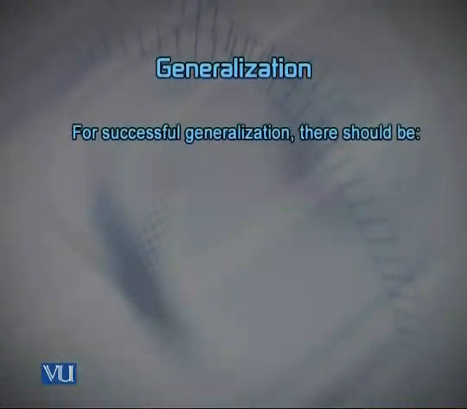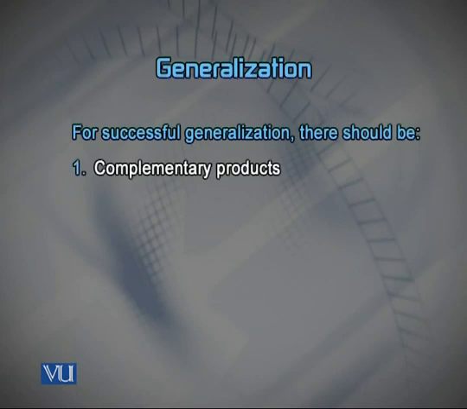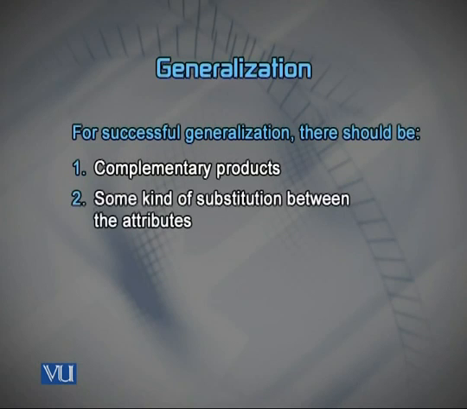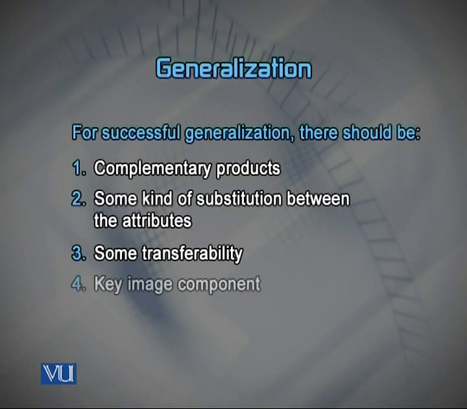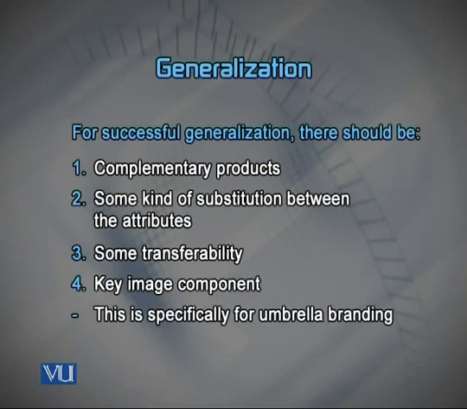when success is required, there have to be these 4 points that I'm going to put down to you on the screen. And let me repeat these. Number one, they must be complementary. They must have some kind of a substitution between the attributes. There must be some transferability. And then there must be a key image component which relates all of these together. This is specifically for umbrella branding, where one brand takes care of a number of products.